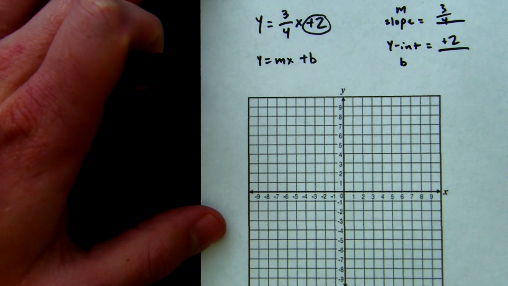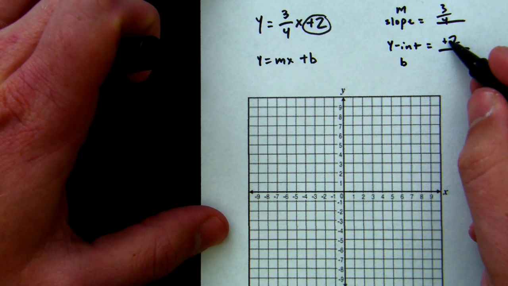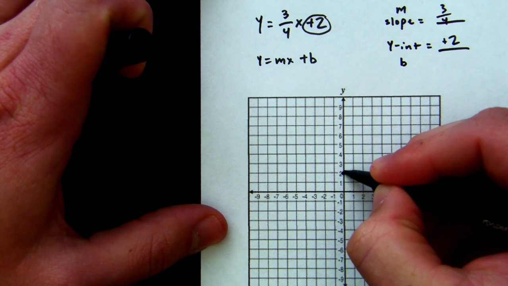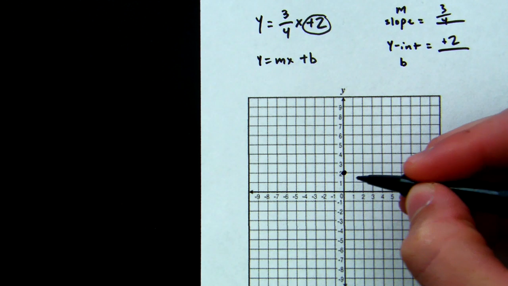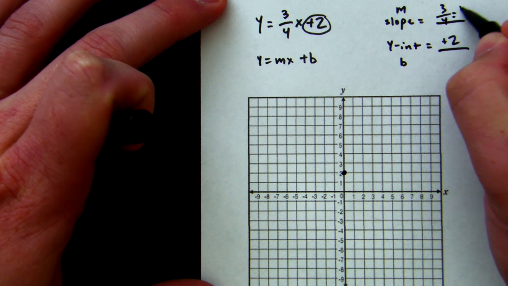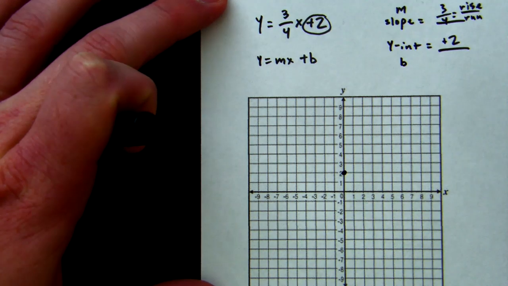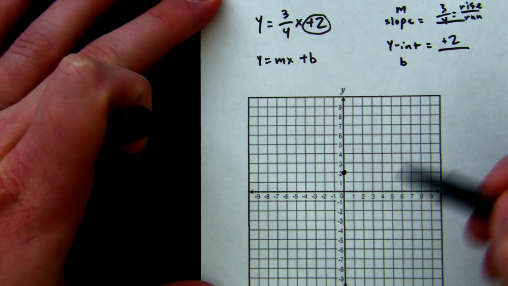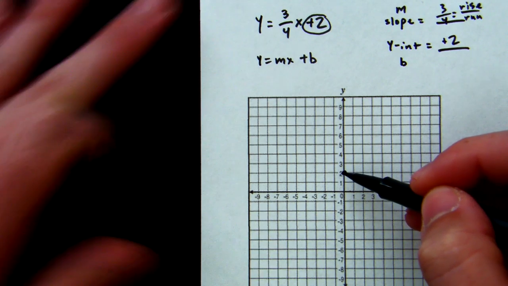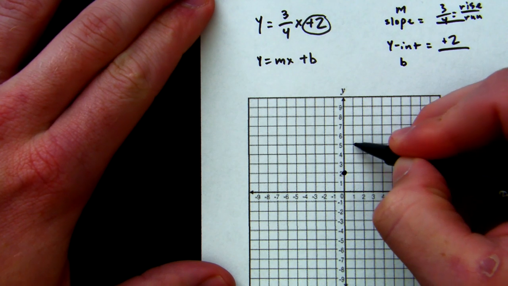Now we graph. The first thing we do when we graph is graph the y-intercept, which is where the graph crosses the y-axis. So we're going to put a dot at positive 2. Now we can graph our slope. And remember, slope is rise over run. This is positive, so when we do our rise, we are going to go up because it's positive. And we're going to go up 3 over 4.